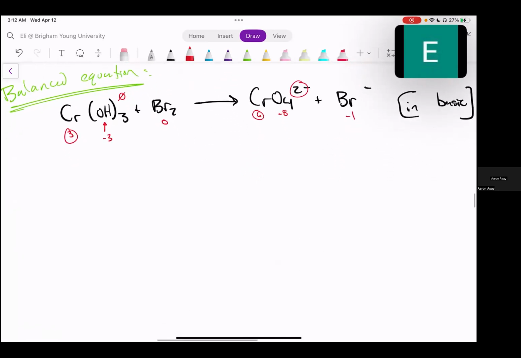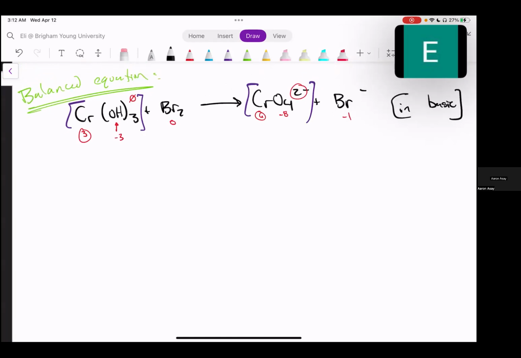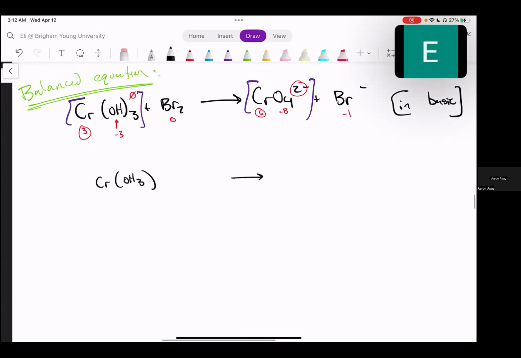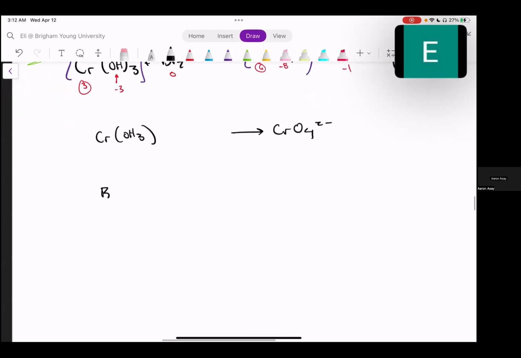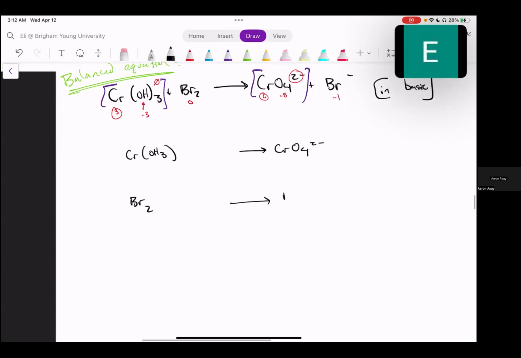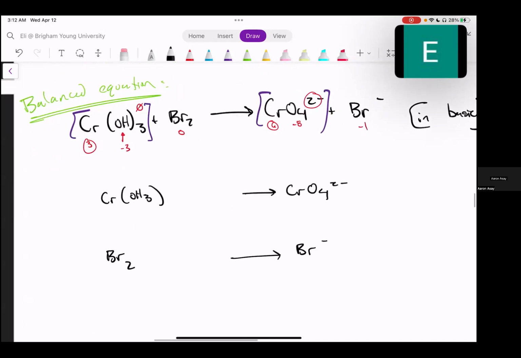All right. So let's break these up. Bring my chromium and put it in its own half reaction. One with the chromium. So CrOH3 is going to go into CrO4 2 minus. You can break them up into their half reactions like I'm doing right now, before you figure out the oxidation states. This is just kind of what I like to do. That way I'm just ready to add in my electrons as we go.